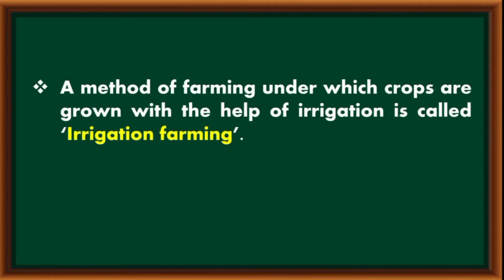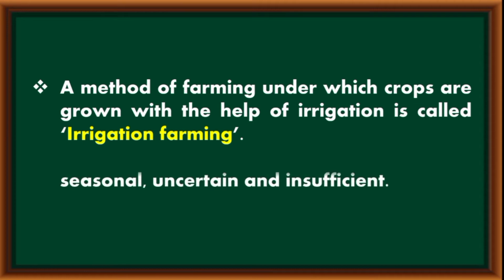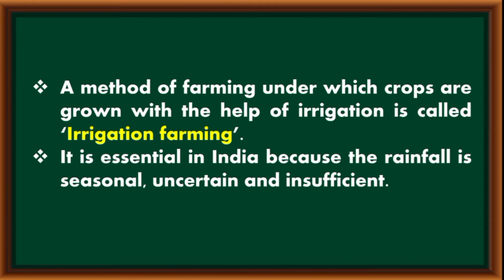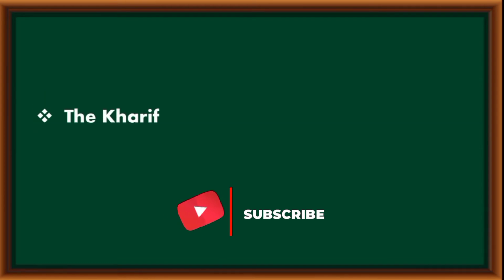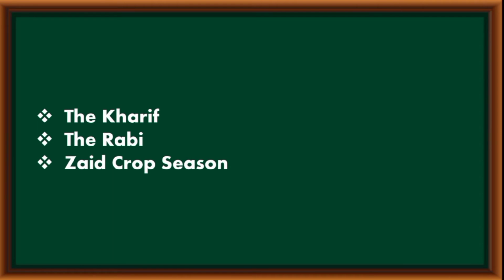Answer: A method of farming under which crops are grown with the help of irrigation is called irrigation farming. It is essential in India because the rainfall is seasonal, uncertain, and insufficient. Let's move to question number 13. Mention 3 types of cropping seasons found in India. The 3 types of cropping seasons found in India are the Kharif, the Rabi, and the Zaid crop seasons.